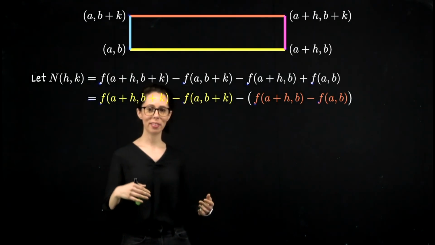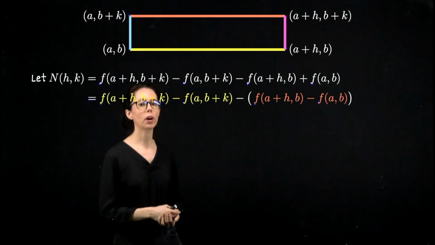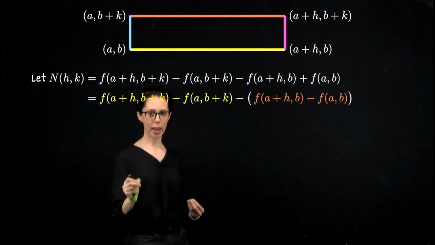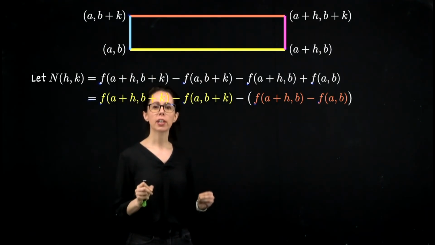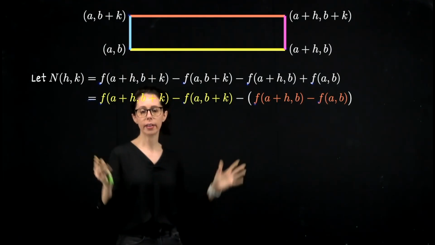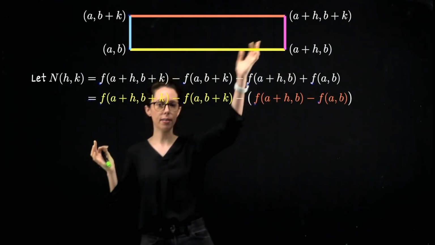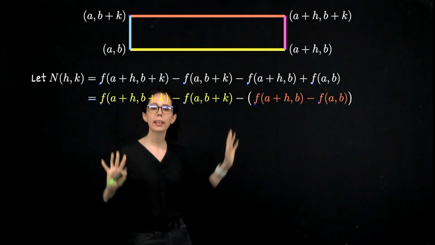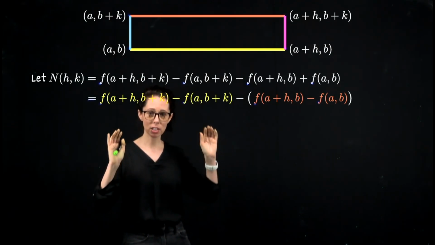I'm going to name this sum and difference of 4 outputs for f n of hk. So imagine that we have fixed h and k. Here in my diagram, they are both positive, but don't slide them around. Don't take any kind of limit yet. Imagine that they are just fixed.